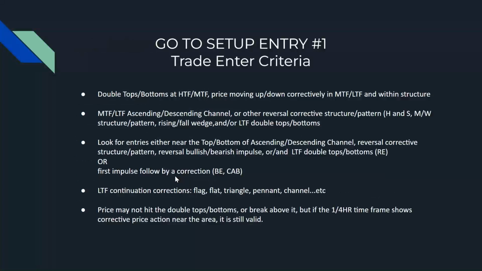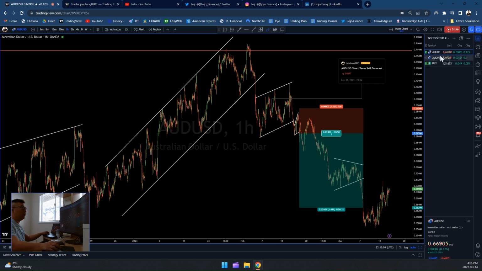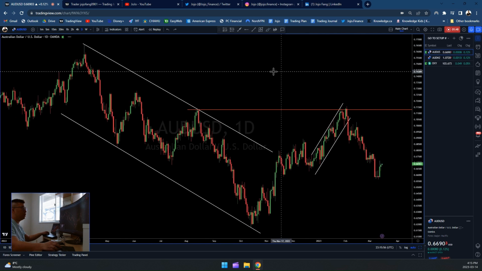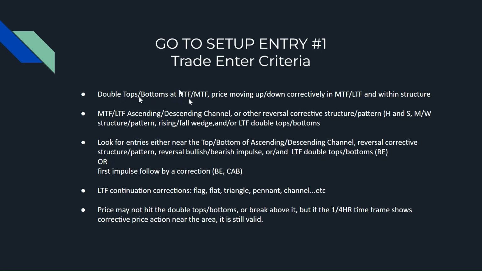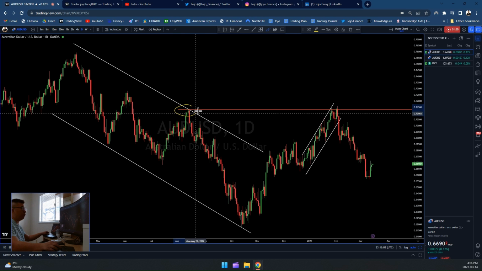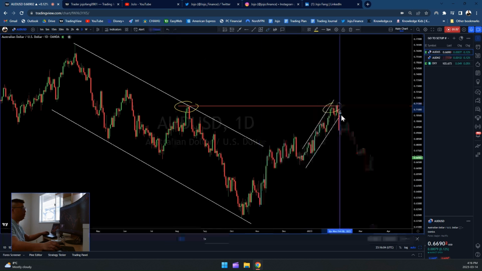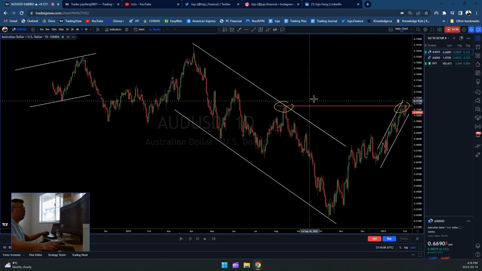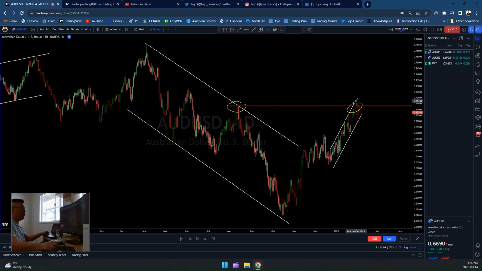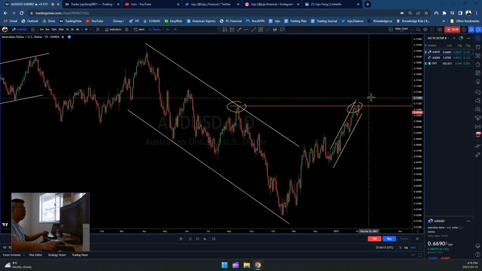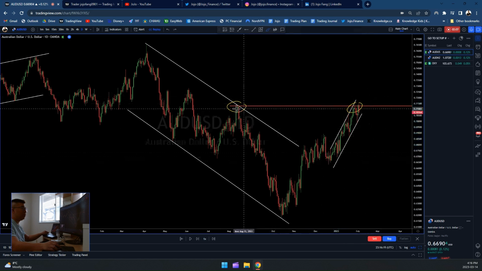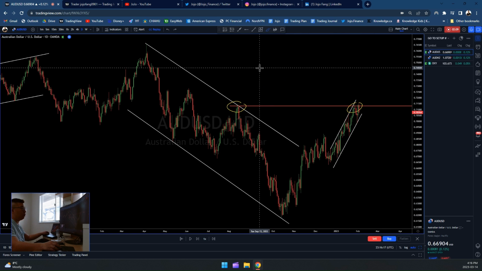So let's talk about go-to setup number one. What exactly is the criteria you need? I'm going to go over these three examples here, and I'll start with the Aussie dollar as the first example: a double top at a higher time frame. It's very easy to identify the previous swing high of the price. Let's say this is where the price is at currently. What we generally want to look out for is that previous high of the price, where that swing high is. Does the price reach that previous high? Yes, it does. So that's the first requirement.